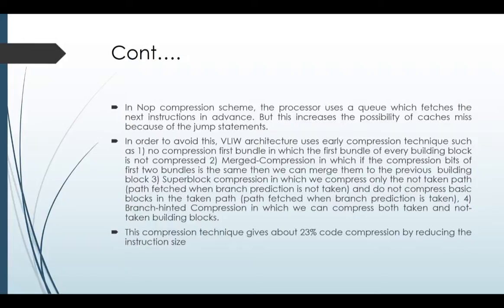Next is the super block, in which we compress only the not taken part, that is the part which does not have branch predictions of the basic blocks. The fourth and the final technique is the branch hinted. In this we compress both the taken and not taken parts. This technique gives a compression ratio of 23%.